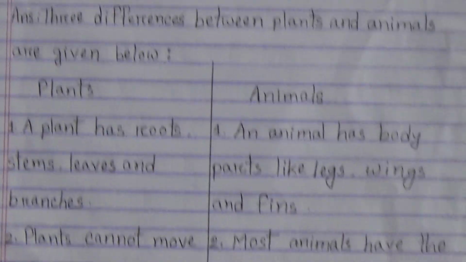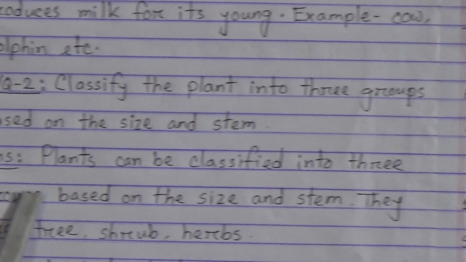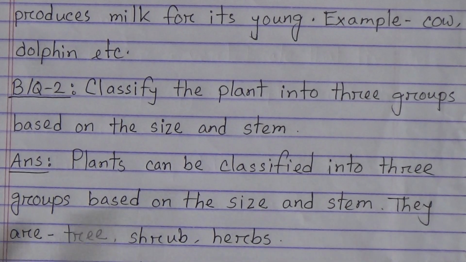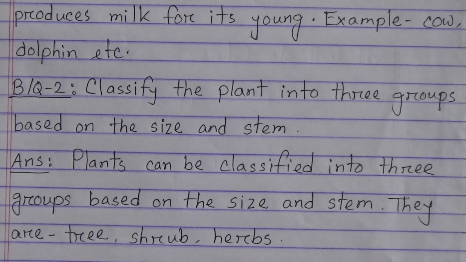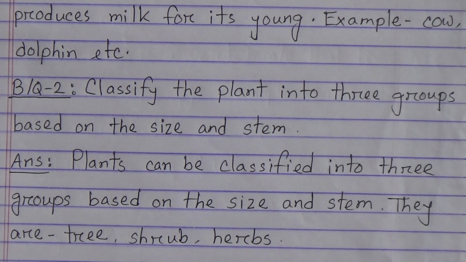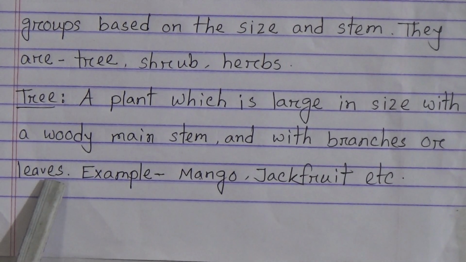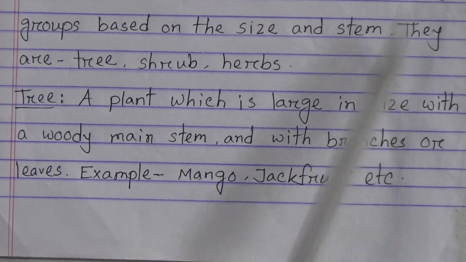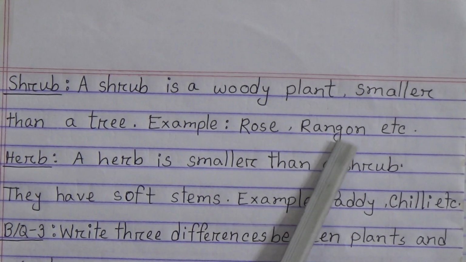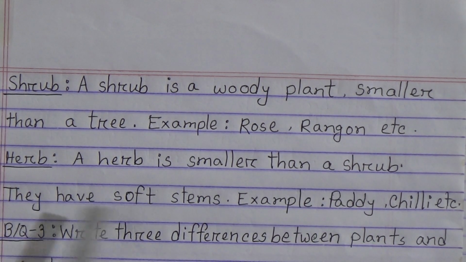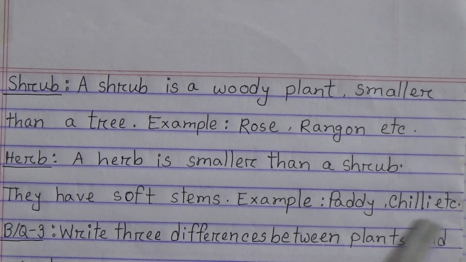My dear students, I am repeating this question answer. Classify the plant into 3 groups based on the size and stem. Answer, plants can be classified into 3 groups based on the size and stem. They are tree, shrub, and herbs. Tree, a plant which is large in size with a woody main stem and with branches or leaves. Example, mango, jackfruit, etc. Shrub, a shrub is a woody plant smaller than a tree. Example, rose, rangoon, etc. Herb, a herb is smaller than a shrub. They have soft stems. Example, paddy, chili, etc.